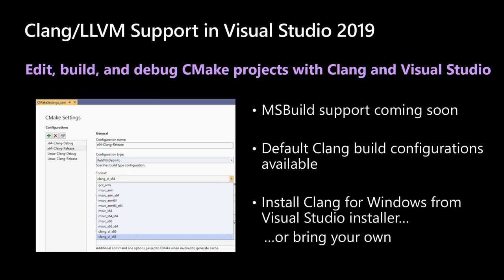We have default Clang build configurations available. If you'll recall, when I was doing the demo and I was looking at all those targets that I could pre-select from, there were some Clang ones there. I kind of ignored them in the demo because I was saving them for this part. But yes, those are now something you have available.